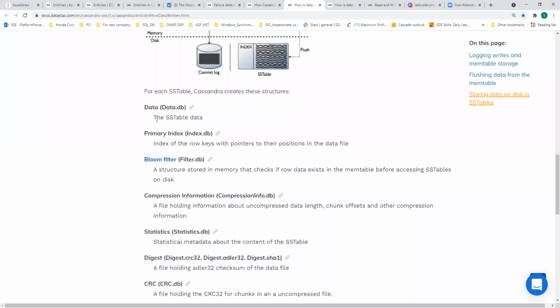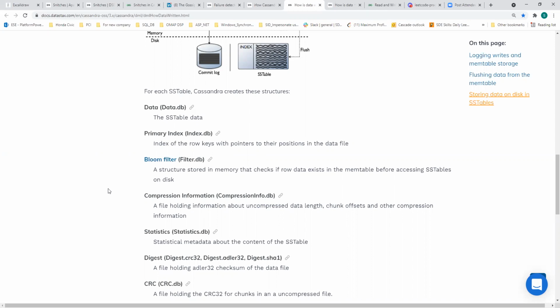There are three structures. One is the SS table data. Then you have a primary index, and I think the primary index is a combination of the partition index and then the cluster index and all that stuff, right? And there are different ways to handle that. And then there is a Bloom filter also.